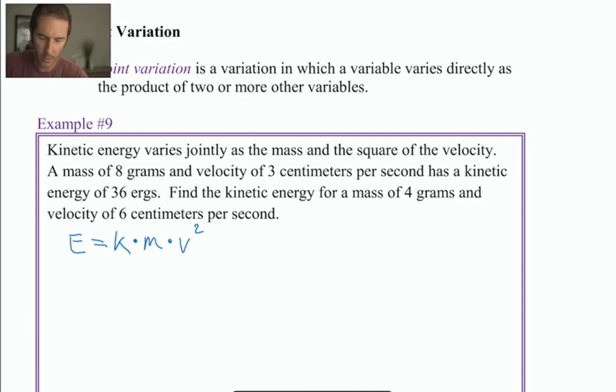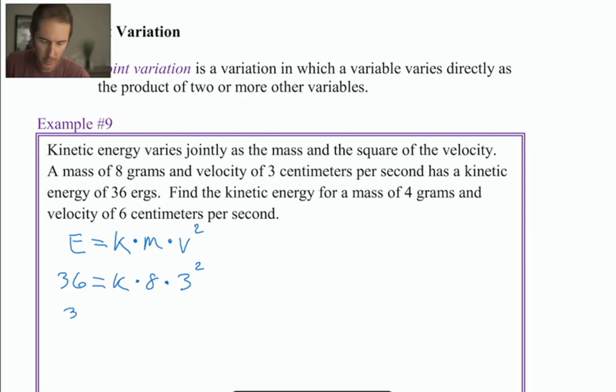A mass of 8 grams equals K times 8, and a velocity of 3 centimeters per second. So there's a 3, and we have to square it. Has a kinetic energy of 36 ergs, which, as I recall, is a real unit of measure. And there we go. The only unknown that we have is K, so let's solve for K.